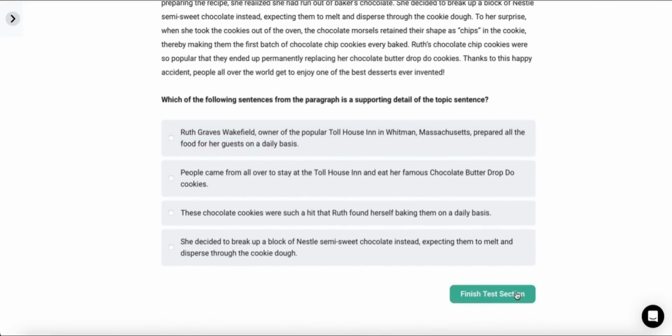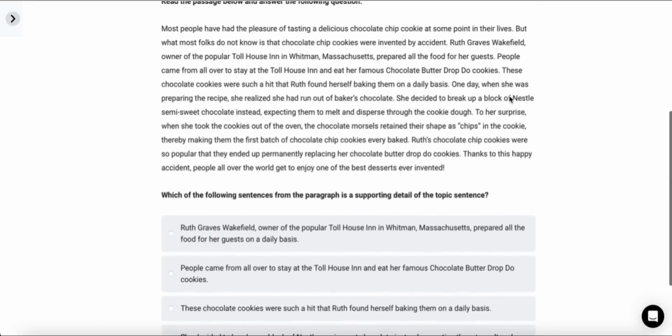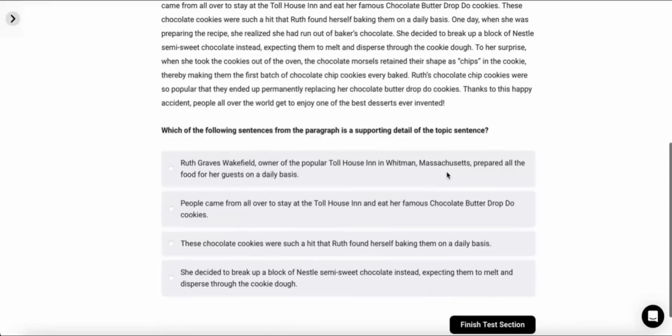Which of the following sentences from the paragraph is a supporting detail of the topic sentence? Again, remember that the topic sentence is that the cookies were created by accident. Ruth Graves Wakefield, owner of the popular Toll House Inn in Whitman, Massachusetts, prepared all the food for her guests on a daily basis. This is not a supporting statement. It gives a little bit of background on Wakefield, but it's not a supporting detail on the incident of creating the cookie.